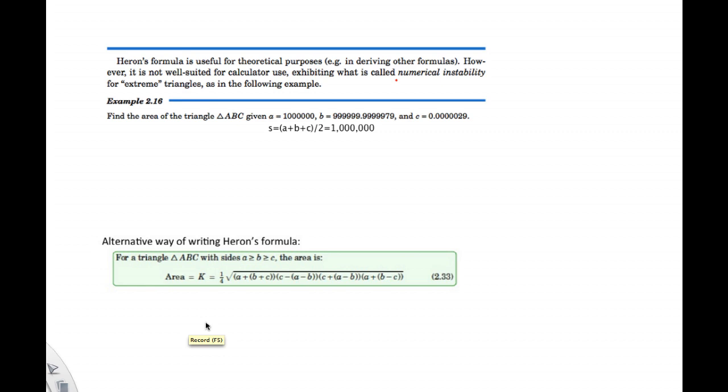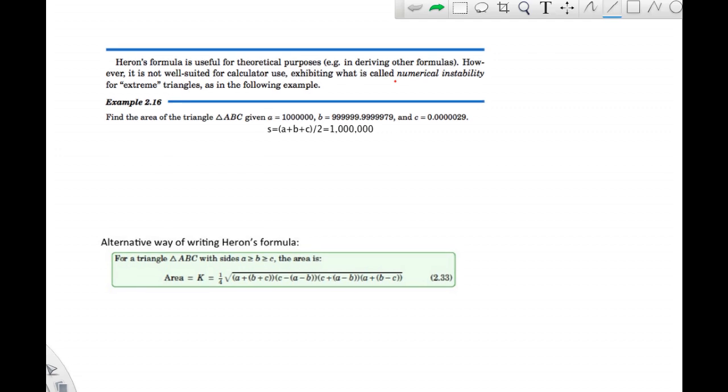Alright, we're going to tag on to Mr. Mac's notes, partly because it's giving me a chance to show you the calculator and the end all. And that has a little bit to do with what they call numerical instability. In this case it works because we have an extreme triangle.